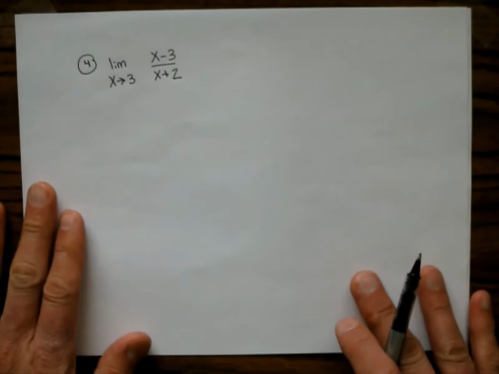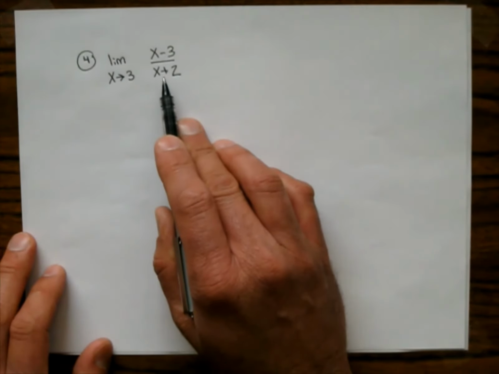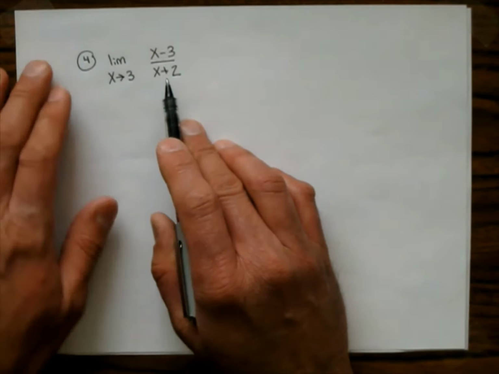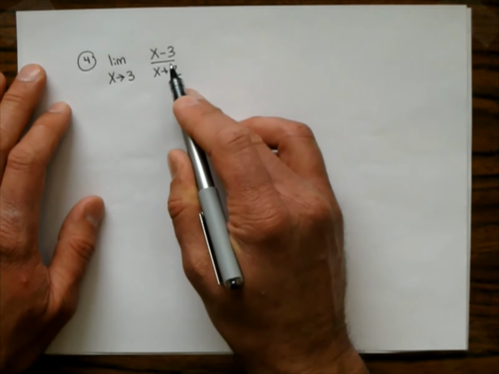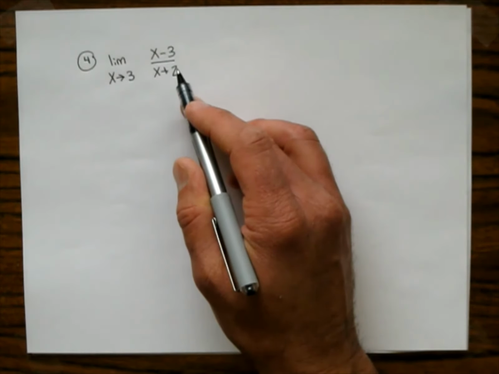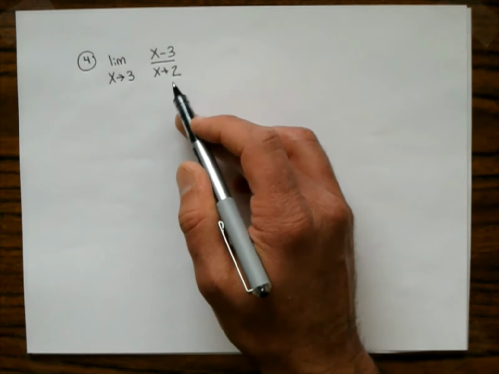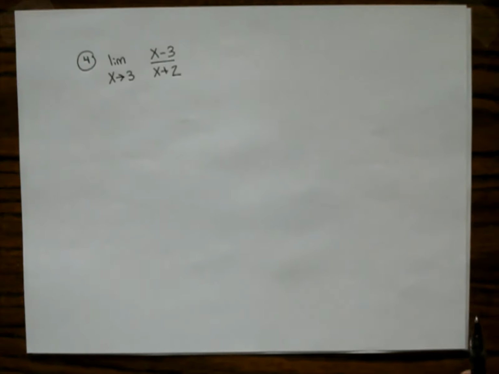Let's move on to the next problem here. This is basically all you do in your homework. You just take some limits. The limit as x approaches 3 of this expression here. So let us go ahead and see what happens when you put 3 in. You get 0 on the top, and you get 2 on the bottom. 0 on the top and 2 on the bottom.